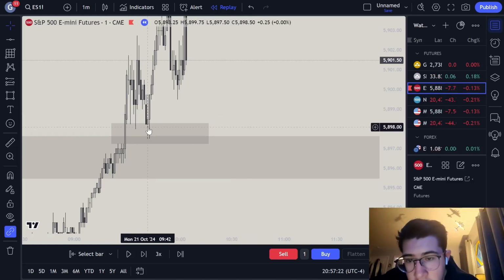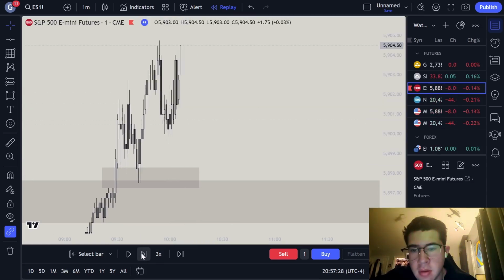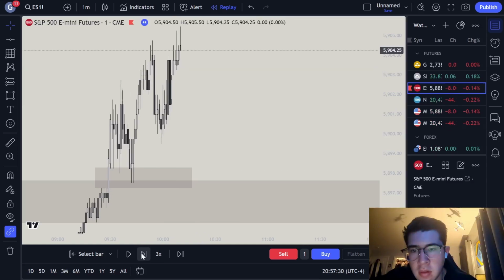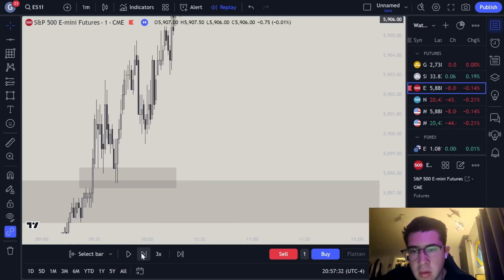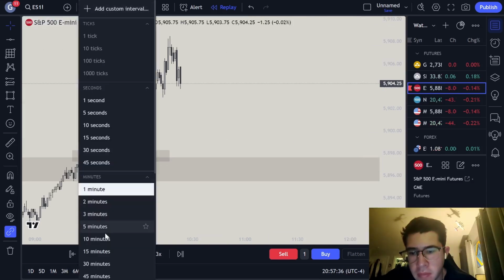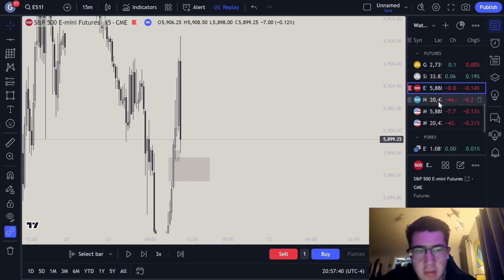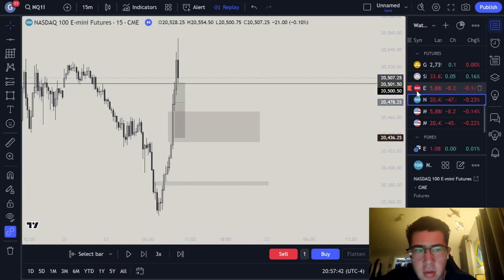ES, sort of same thing. See this imbalance fill. We'll see what happens. Okay, we can see it coming down to fill this imbalance on the 15-minute. NQ not so much.